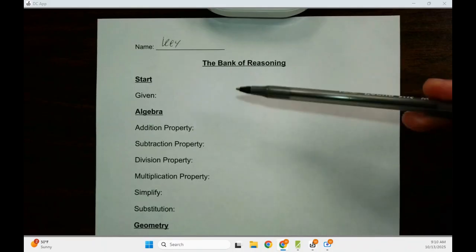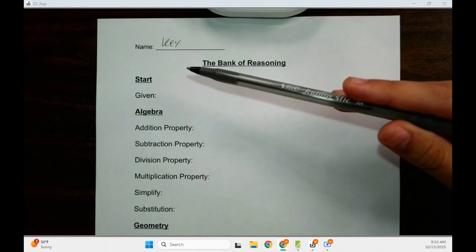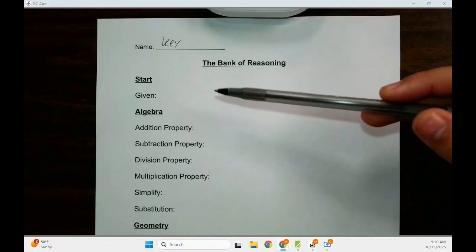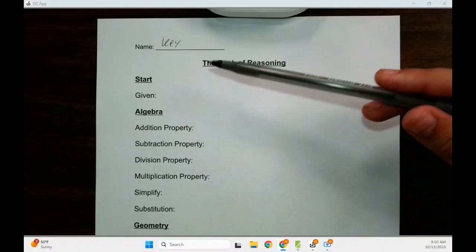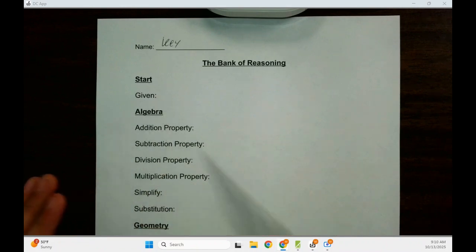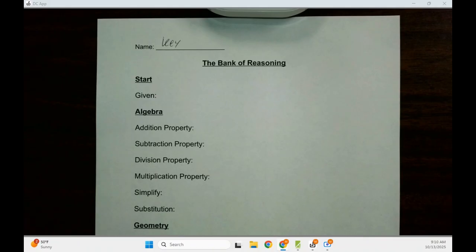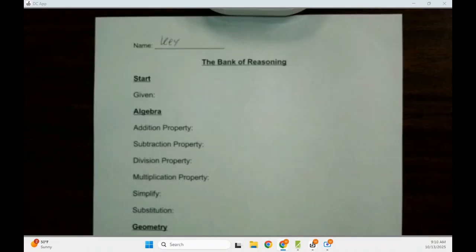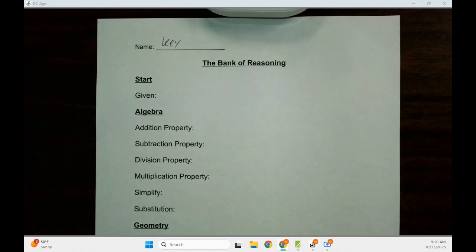The first category, what's that called? What did I call that category? The start, right? Because we have to start somewhere. And we're always going to start with something called the given information, right? So, given. Let's think about it. What do you guys think given means? Information that is given, that they give you.